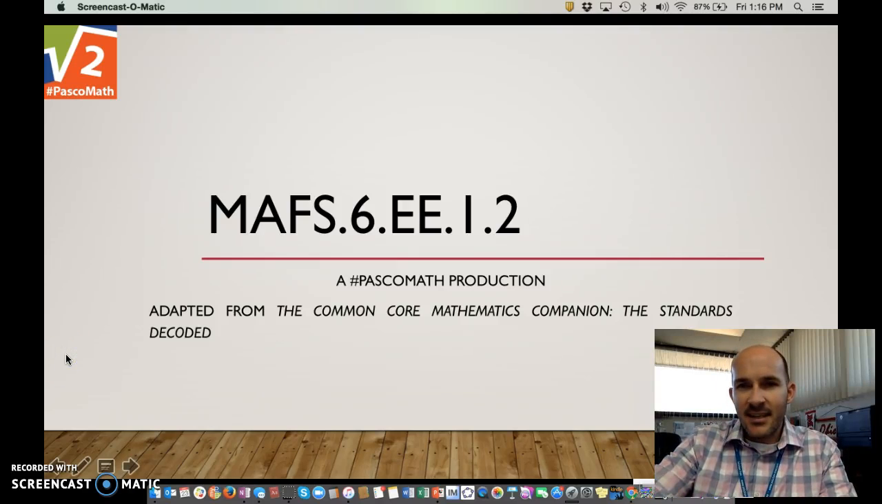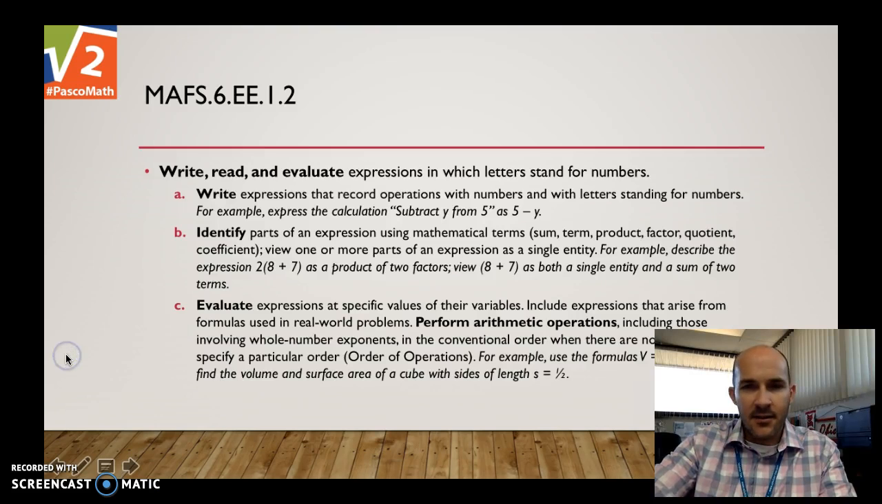Today we're going to look at 6.EE.1.2. We're going to unpack the standard, look at some things you could be doing in the classroom as well as some things students could be doing, and then look at some misconceptions and come up with some strategies for you to address those misconceptions. So let's go ahead and get started.